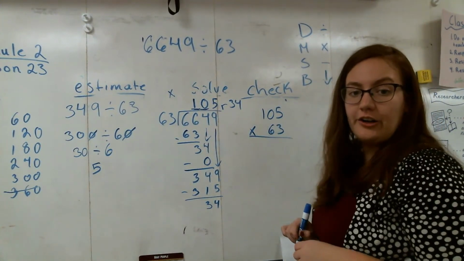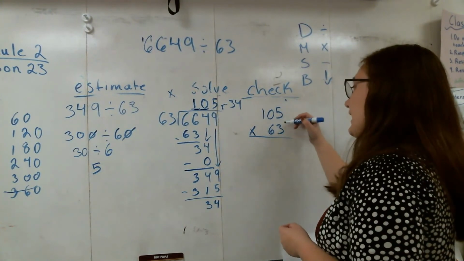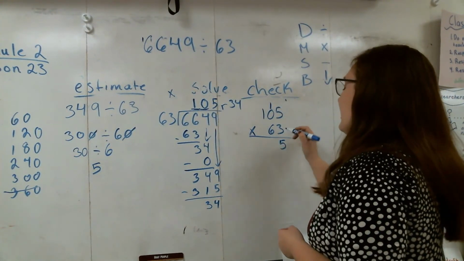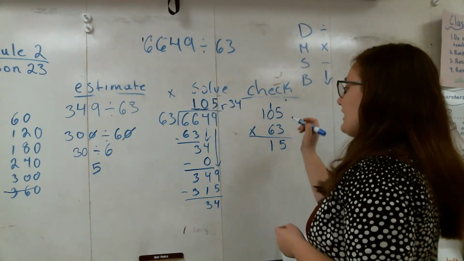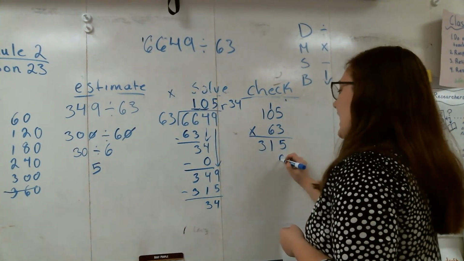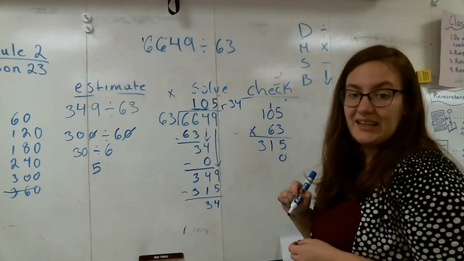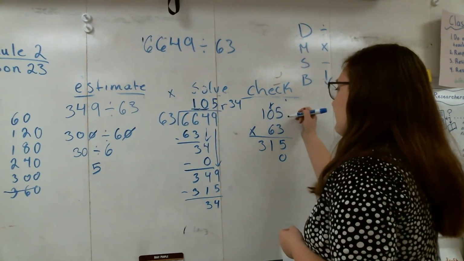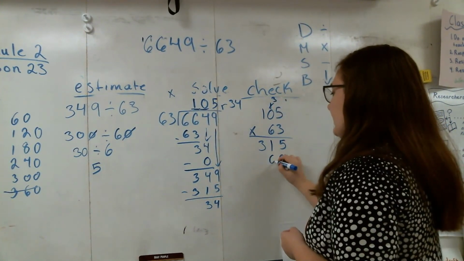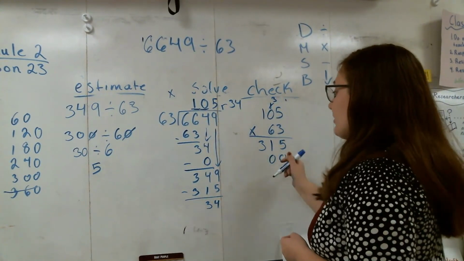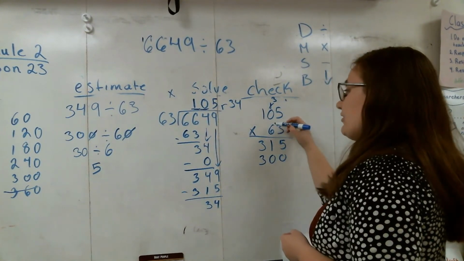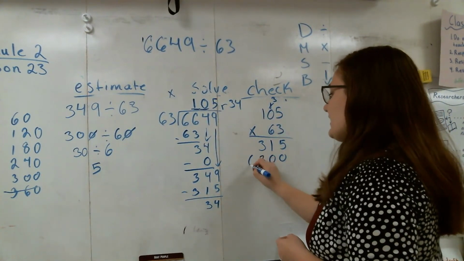So we're going to solve for 105 times 63. 5 times 3 is 15. 0 times 3 is 0. 0 plus 1 is 1. 3 times 1 is 3. Then I add a 0 because I'm multiplying the 6 in the tens place. 6 times 5 is 30. Carry the 3, leave the 0. 6 times 0 is 0, but 0 plus 3 is 3. And then I do 6 times 1, which is 6.